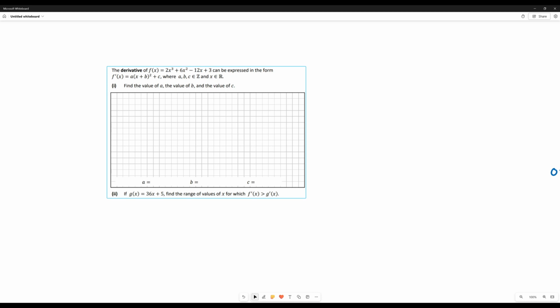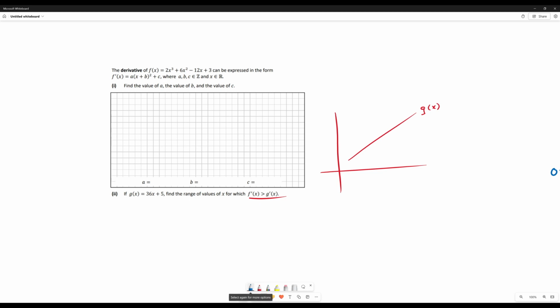I'm going to skip it though because it says if g x, okay, well I do need to know what f is, I'll do it here anyway. If g x is 36x plus 5, find the range of values for which f dash x is greater than g dash x. So what that's actually going to mean is on the graph, g x is going to be a straight line. We'd have g x here, and f x would be quadratic, let's say like here, and it's saying when is f dash x greater than g dash x.